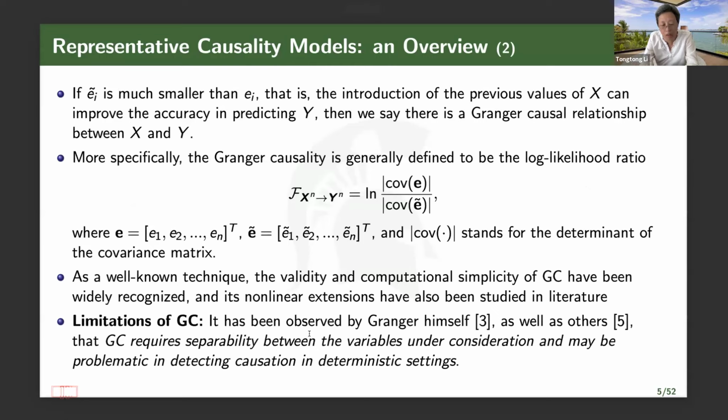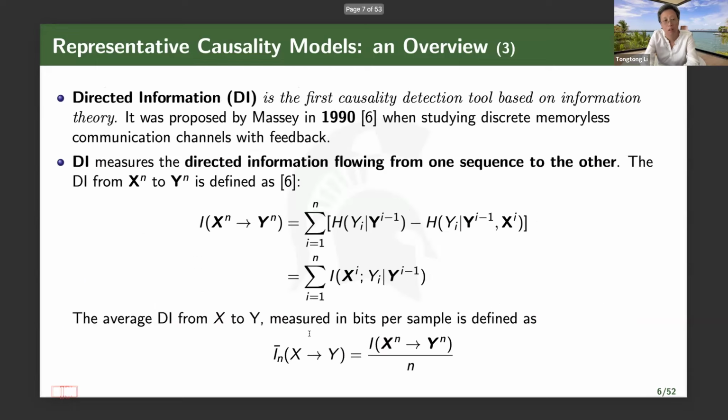Generally speaking, Granger causality requires a linear relationship between the data. The data are linear, following linear models, and Granger causality will also have issues detecting causality in deterministic settings. So as an effort to overcome that, people proposed different causality models.